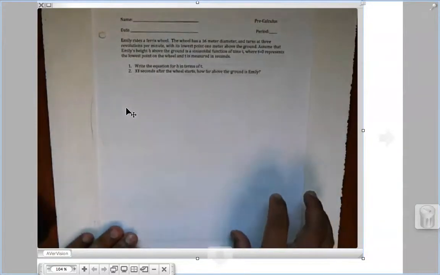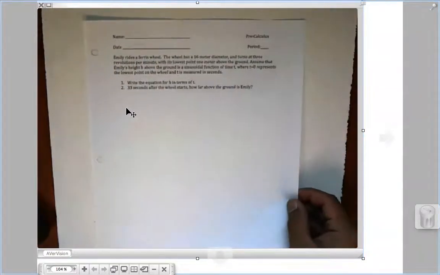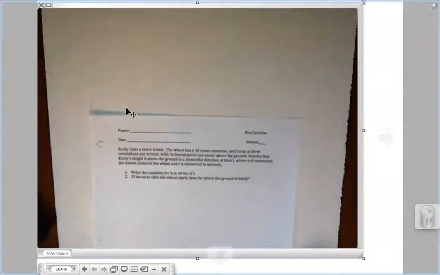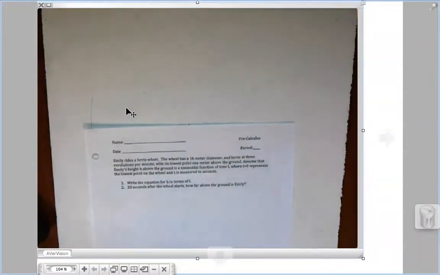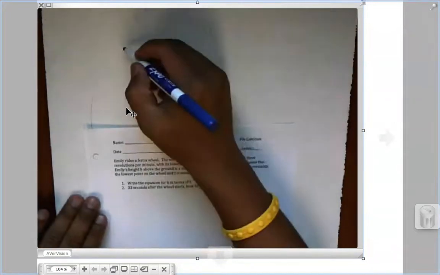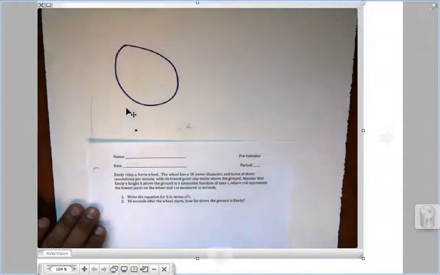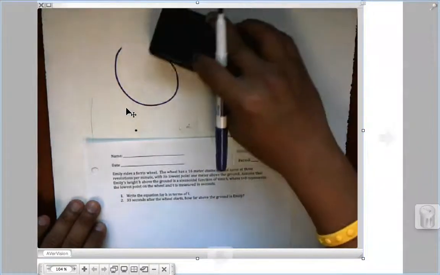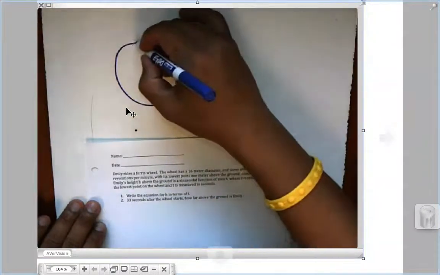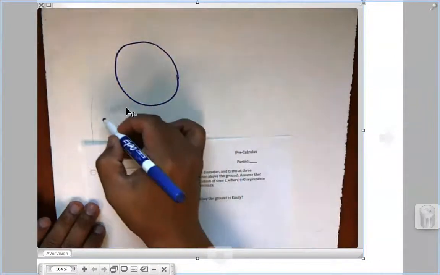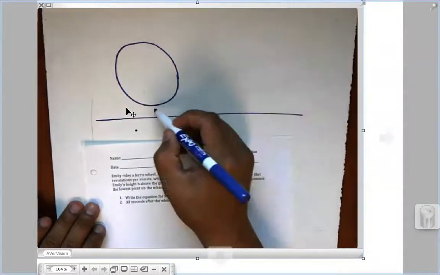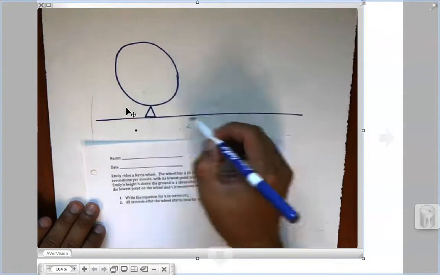And there's a lot of things going on here, so I'm going to start by drawing a picture of what's happening. Okay. And so what I have here is the wheel. Let me make it a better wheel here. It's a pretty messed up Ferris wheel. I don't think I would want to ride that. Yes, that's better. Here is her. Here is the ground.